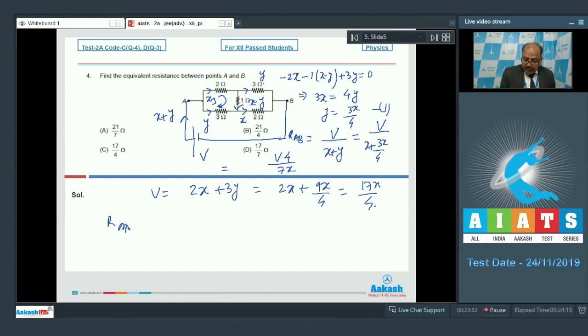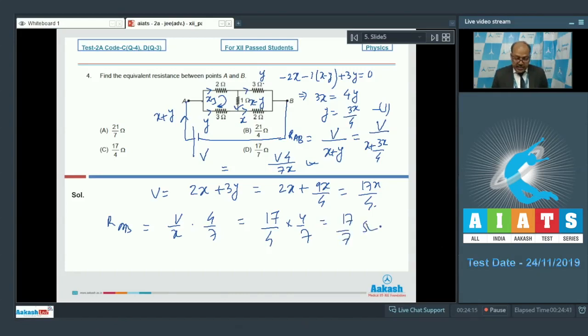So RAB is now equal to V by x into 4 by 7 from here, and V by x is 17 by 4 ohm. So that means it is equal to 17 by 4 into 4 by 7, which gives us 17 by 7 ohm. Let's look at the options. So option D is correct. Let's now go to the next question.